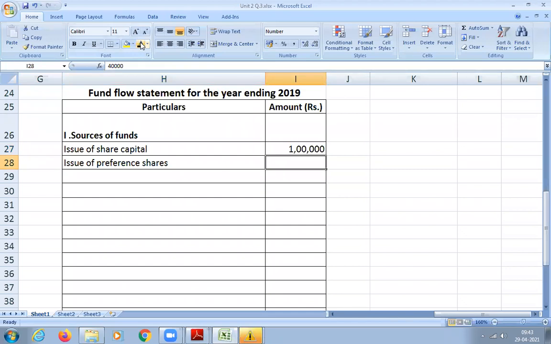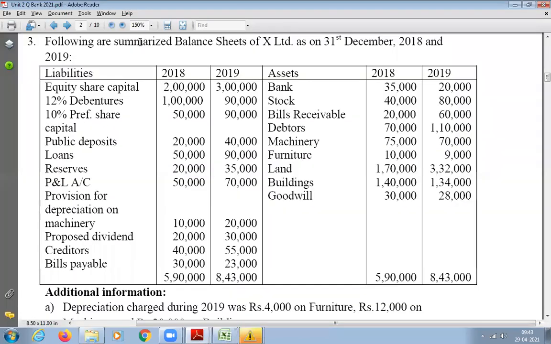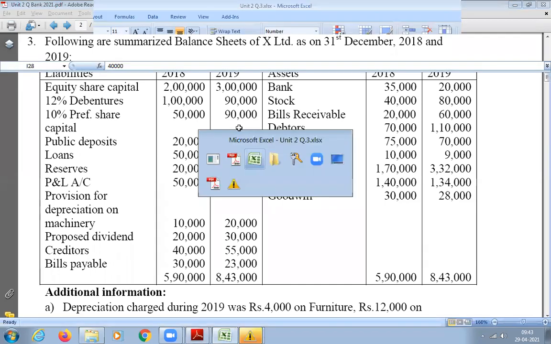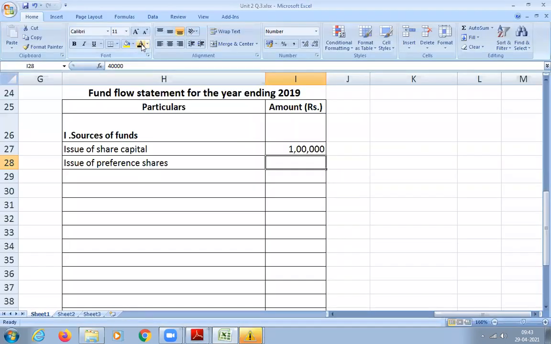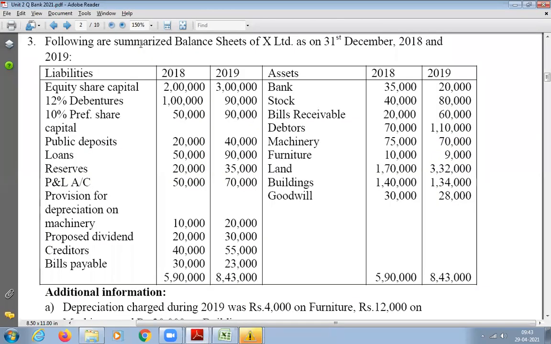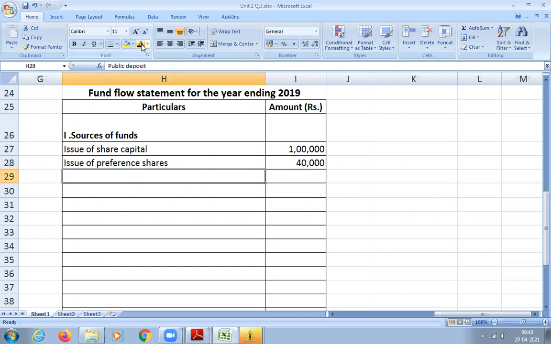All of you have the question bank, right? So you can refer to your question bank and tell me. For me, there's no need to change the screen again and again. So it is 40,000; write down 40,000. Next, deposit. It increases by 20,000, sir. That means they have borrowed again. They've taken more deposit. So write down deposit 20,000.